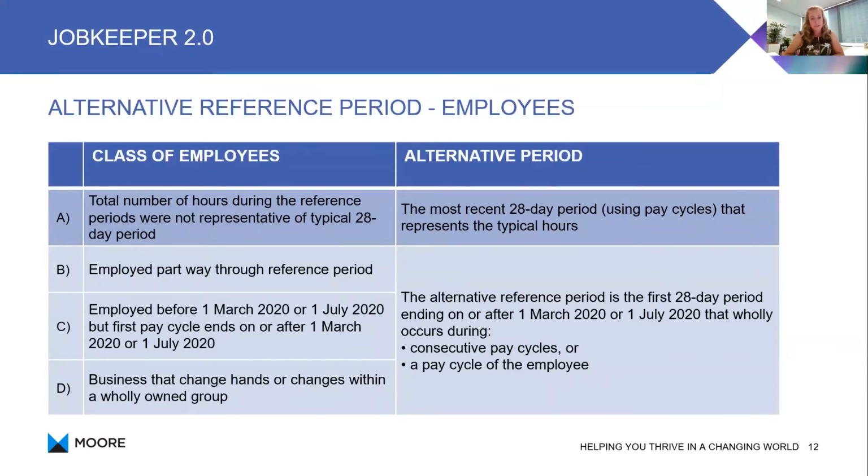They've given us alternate tests. So for employees, the total number of hours in the reference period weren't representative. So that might be for any number of reasons. But they've given us an alternate test. And so it's basically the most recent 28-day period using your pay cycles that represents typical hours.